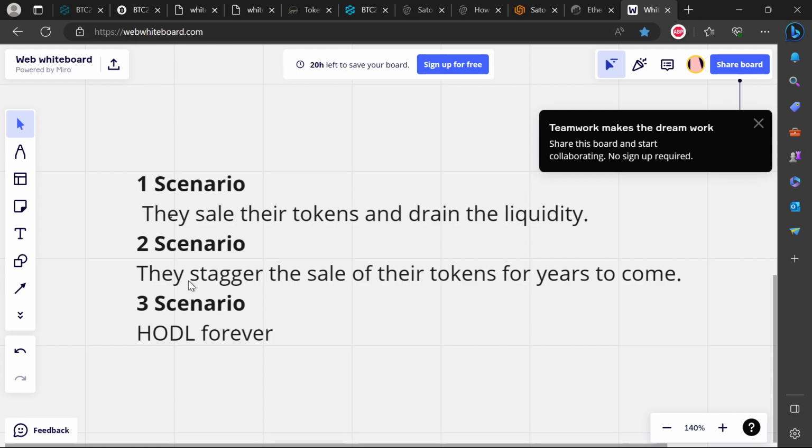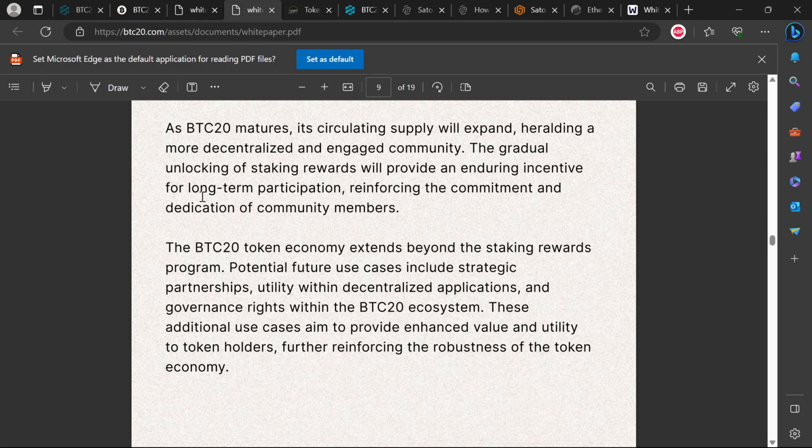The second scenario is a little bit better. They stagger the sale of their tokens for years to come. So that 5 million or whatever amount they gave themselves, they didn't spend any dollar for it. They just stagger it. Because the hope that gives us that they might do that is what we see here.